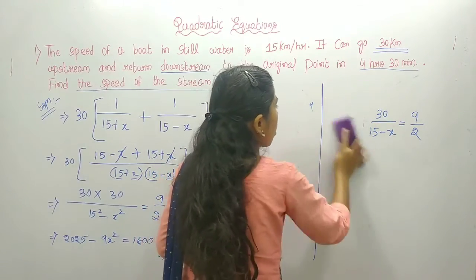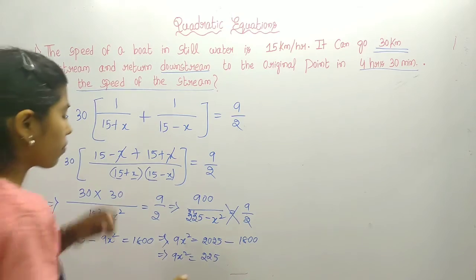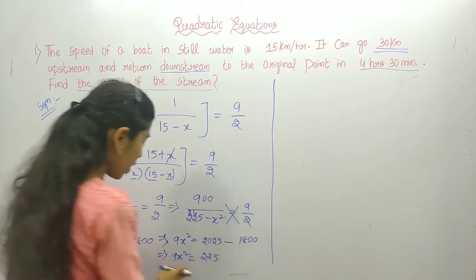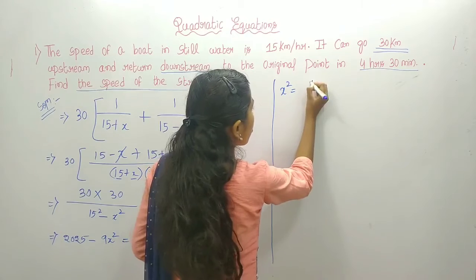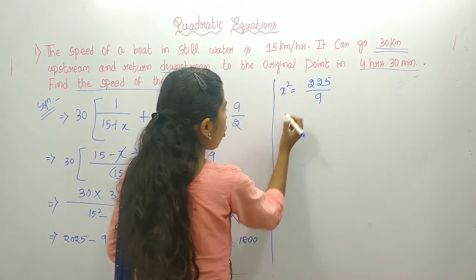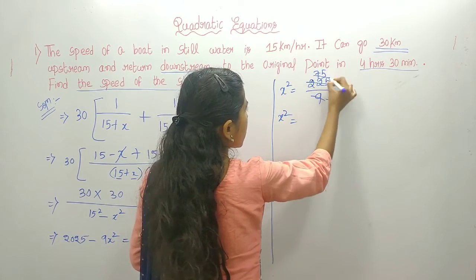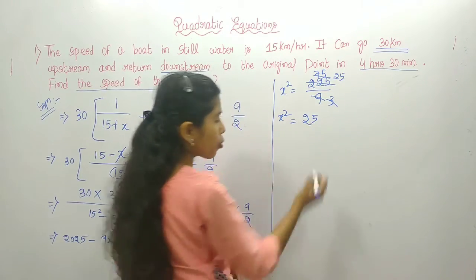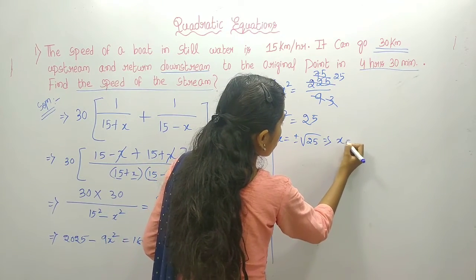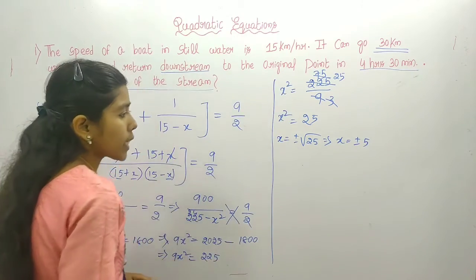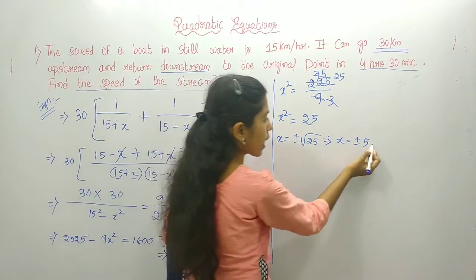Now 9x square equals 225, so x square equals 225 divided by 9, which is 25. Now x equals plus or minus root 25, so x equals plus or minus 5. The value of x cannot be negative. It's given to find the speed of the stream, so we can take plus 5.